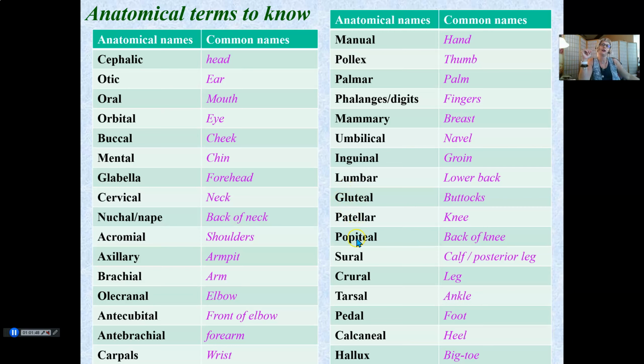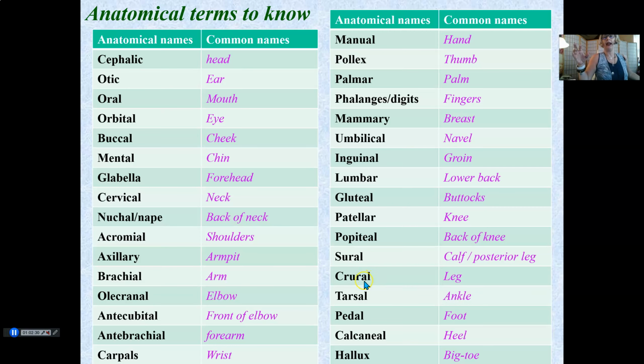Behind the knee is called popliteal. That's misspelled, I apologize. It's P-O-P-L-I-T-E-A-L. Now, depending on what region of the country you are from, in New York I used to say popliteal, down here I hear popliteal. I don't care which term you use as long as you can remember that it is the back of the knee. The front of the knee, or kneecap, is called the patella. The posterior leg, where your calf muscles are, the gastrocnemius and soleus muscle together, the gastroc-soleus complex. That region, the posterior leg, is called sural.